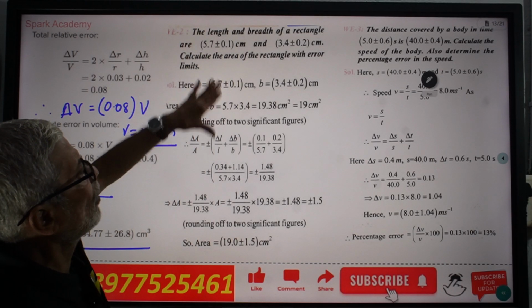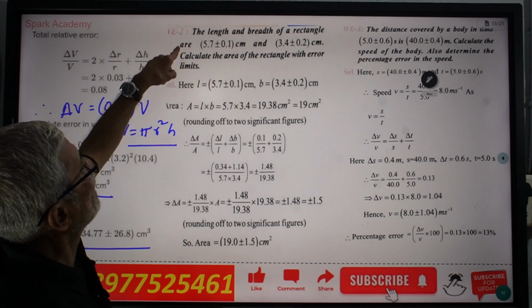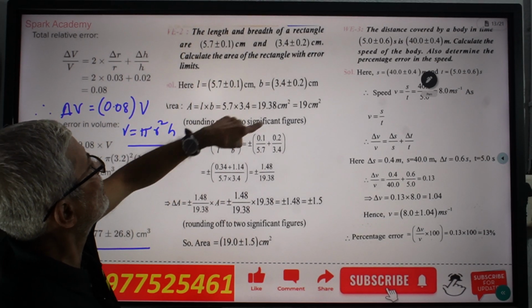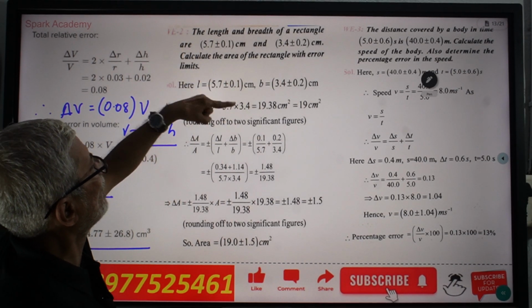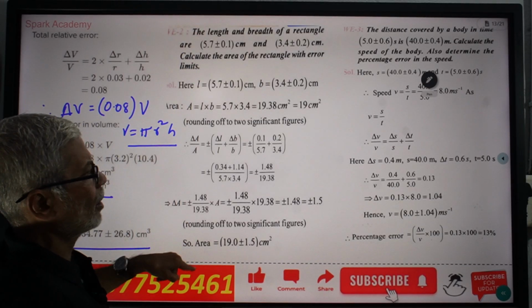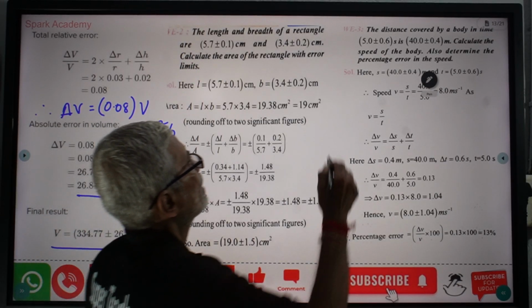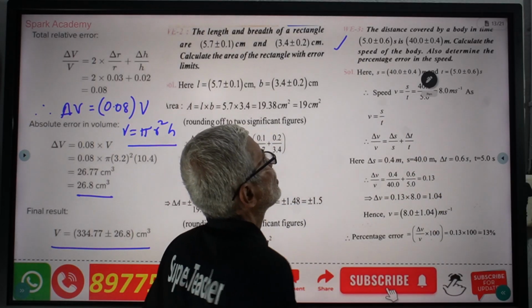Then this is another formula. This is the same rectangle. Your length is given, breadth is given. You have to find out the area of the rectangle with error. A similar type of problem we did once. Now let us discuss this question.